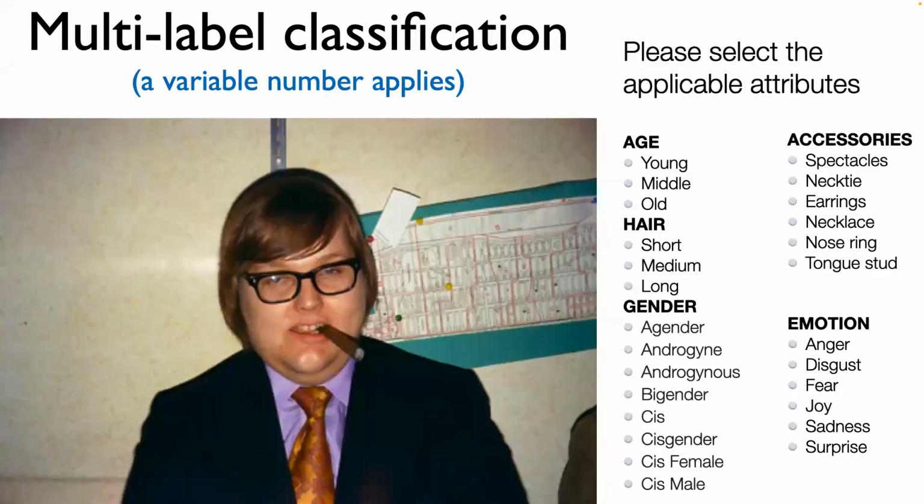Now, to generalize a little bit, there is multi-label classification, which is the same as keywording. For a given image, there are many keywords that may apply. So this person could simultaneously be young and with medium hair and gender, I don't know what to say, male, cis male, and the accessories may be spectacles, etc., okay? And so you keyword the image and many possible labels apply.